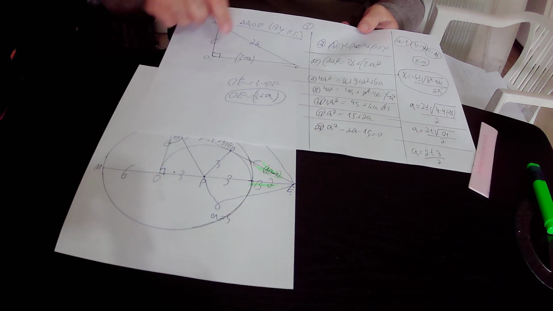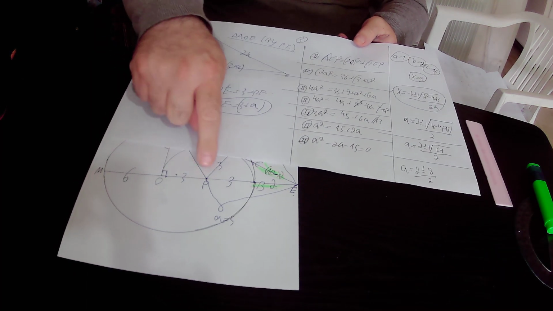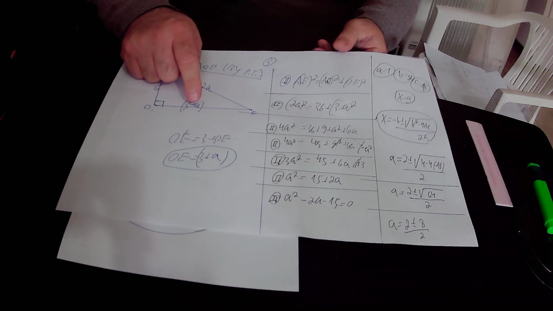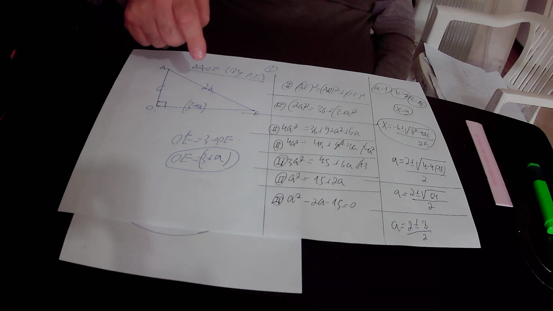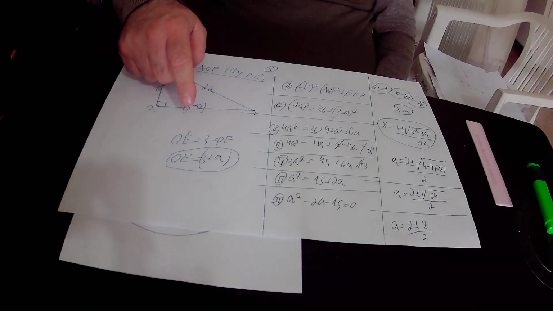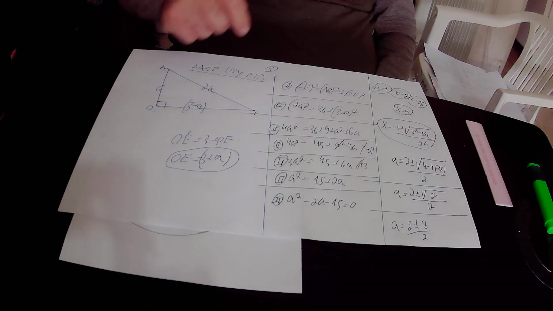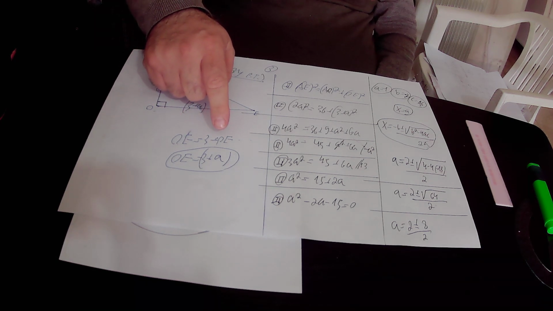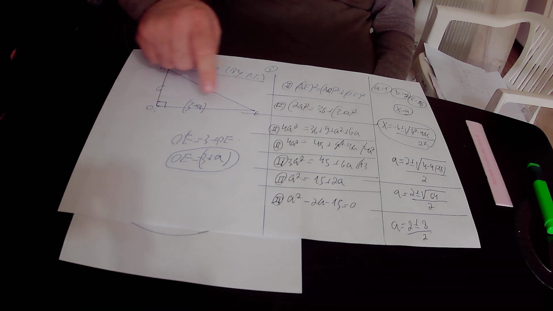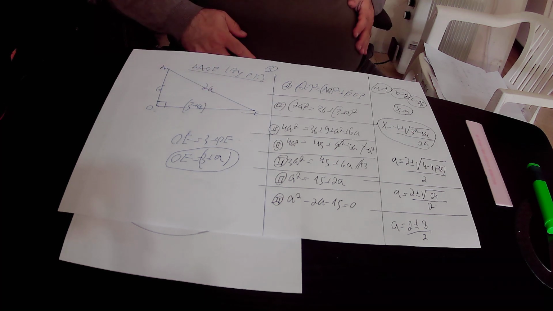But OP equals 3 units, and PE equals a. So in conclusion, we found out that OE equals 3 plus PE, and PE is a. So in conclusion, OE equals 3 plus a.